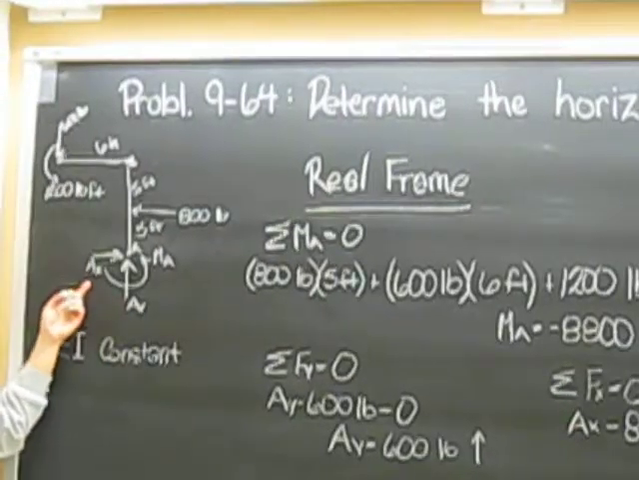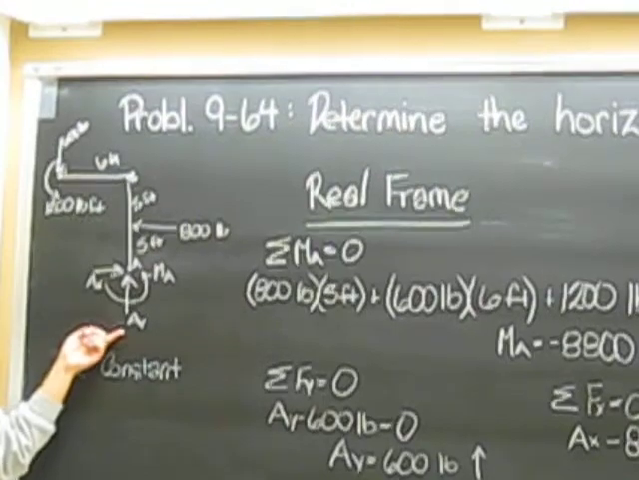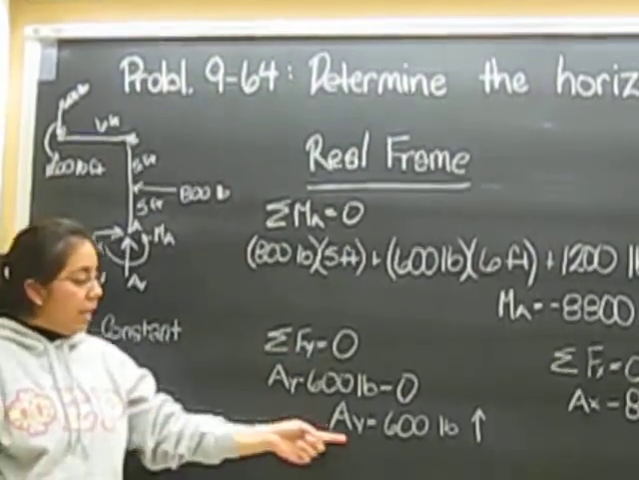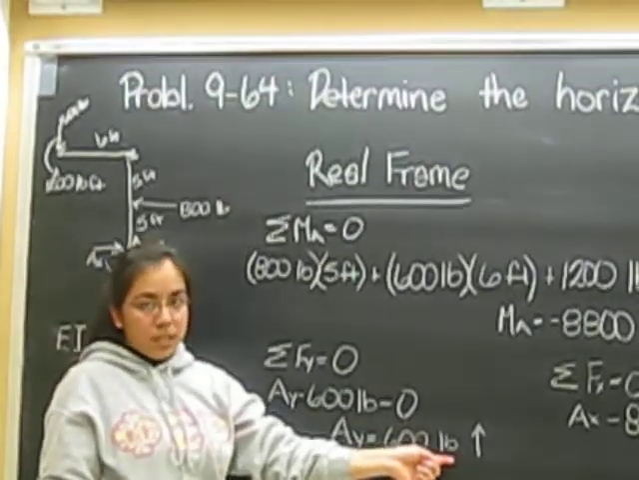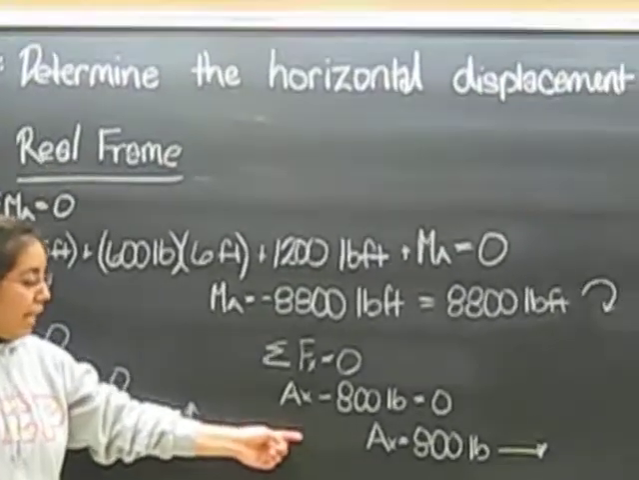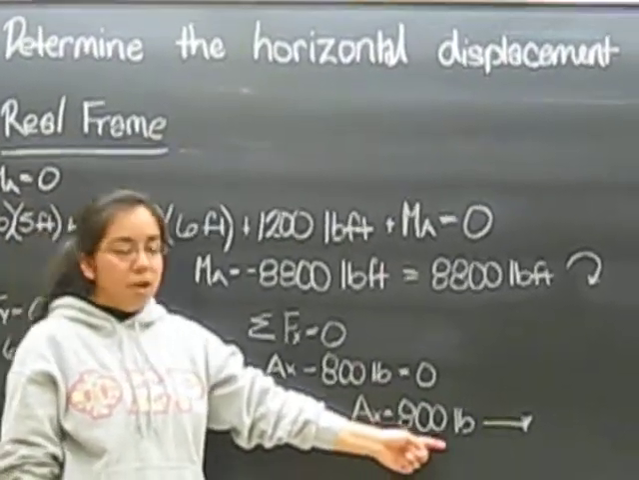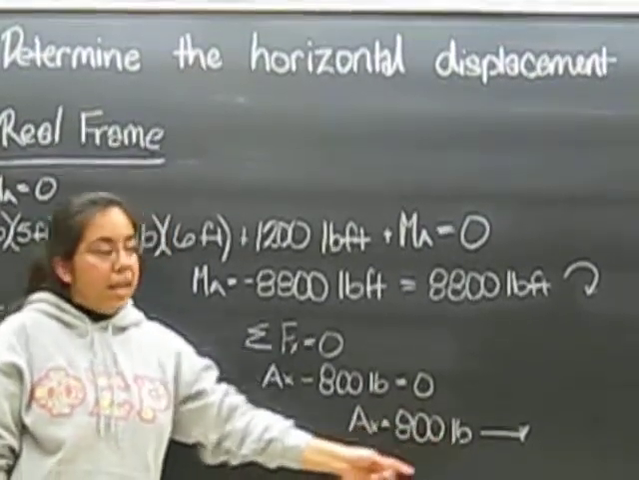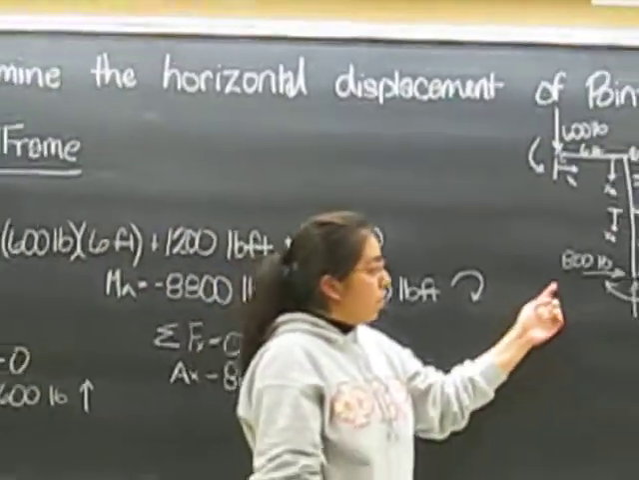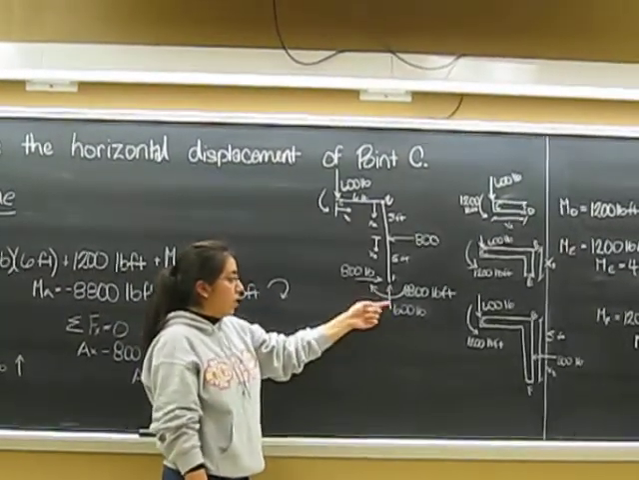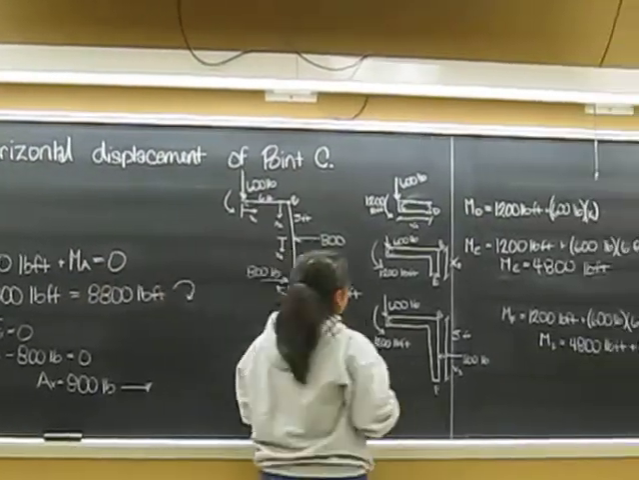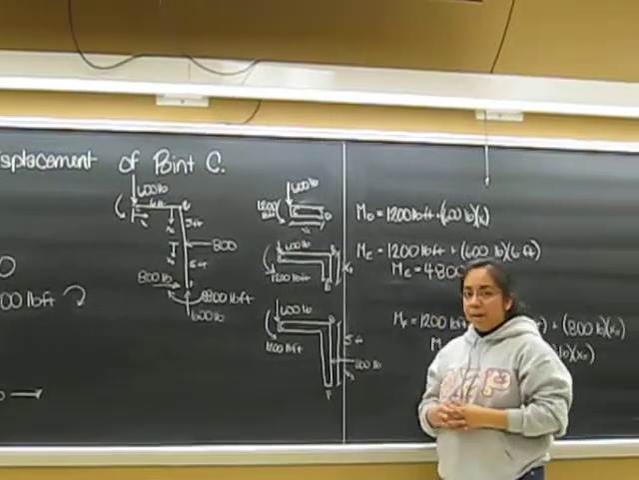Next, we're going to solve for Ax and Ay. We're going to take the sum of the forces in the vertical direction, and we're going to get 600 pounds pointing upwards. When we do that for the horizontal reaction, we're going to get Ax is 800 pounds to the right. Now that we've solved for all three of these, we're going to go ahead and put this in our frame with 800 pounds, 600 pounds, in a moment of 8,800 pound-feet. Now we're ready to begin solving for the moment equations of the real frame.